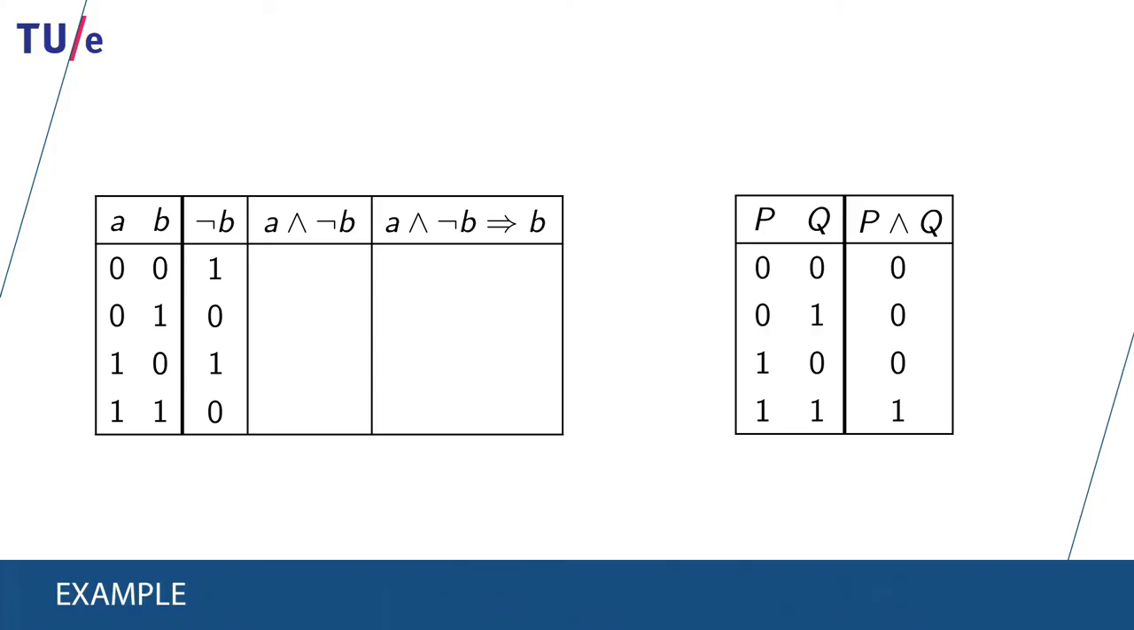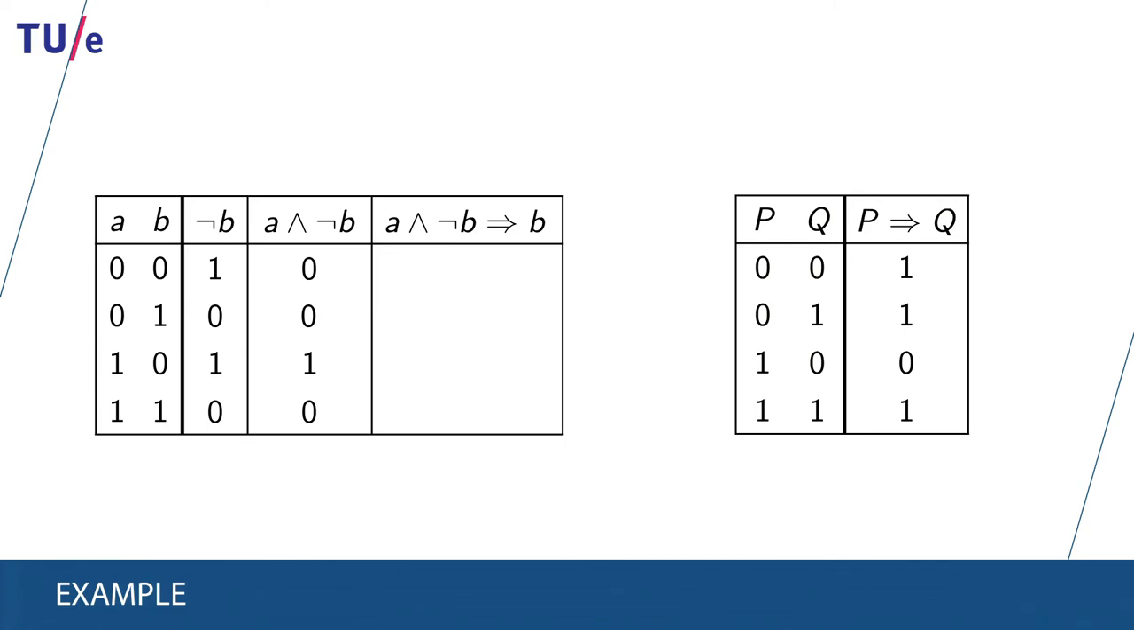To find appropriate truth values for A and not B, we should consider the truth table for conjunction. If A is equal to 0 and not B is equal to 1, then the conjunction returns 0. If A is equal to 0 and not B is equal to 0, then the conjunction returns 0. If A is equal to 1 and not B is equal to 1, then the conjunction returns 1. And if A is equal to 1 and not B is equal to 0, then the conjunction returns 0.